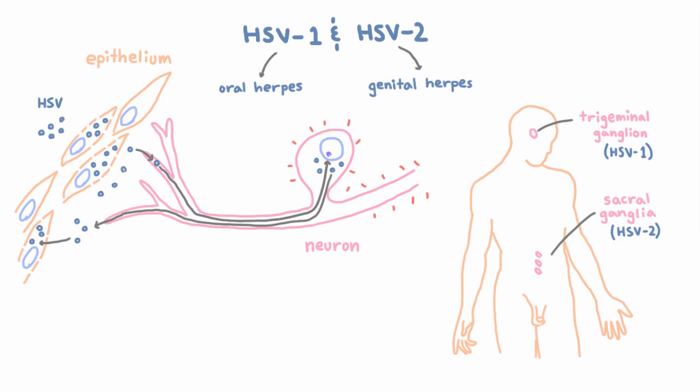Either virus can cause primary infection at either site, but recurrent infection is more specific. HSV1 usually recurs in the oral cavity and HSV2 in the genital area. So that's the main pathogenesis of mucocutaneous disease of HSV.